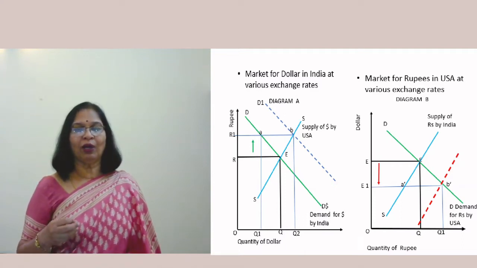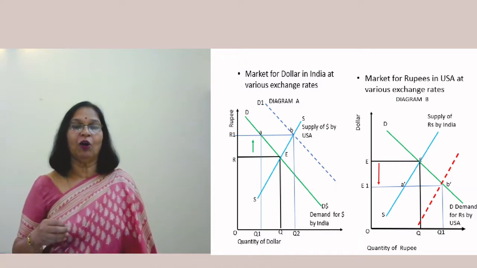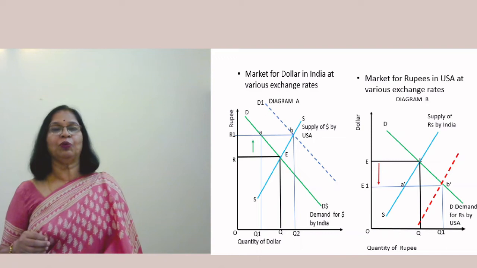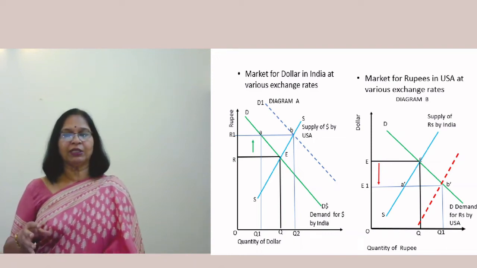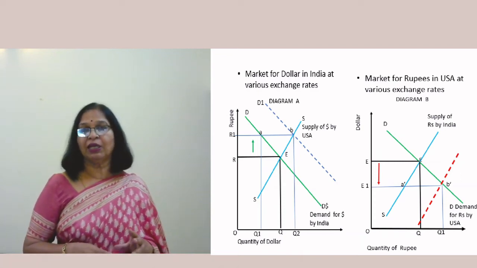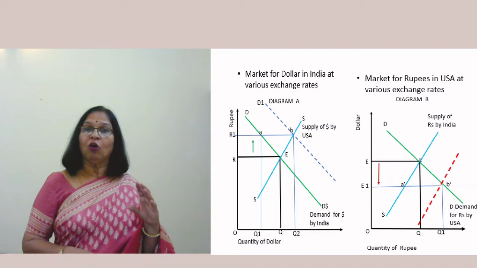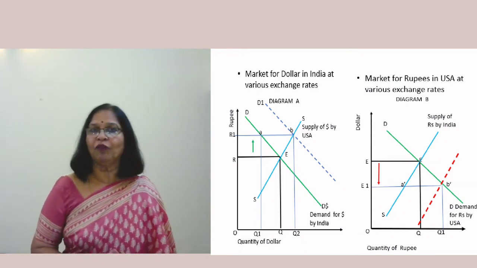Earlier, we were paying OR amount of rupee to get OQ units of dollar. Now we have to pay OR1 units of rupee to get the increased demand for dollar. So the increased demand for dollar, OQ2, can be purchased in the foreign exchange market only by offering the OR2, the OR1 amount of rupee.